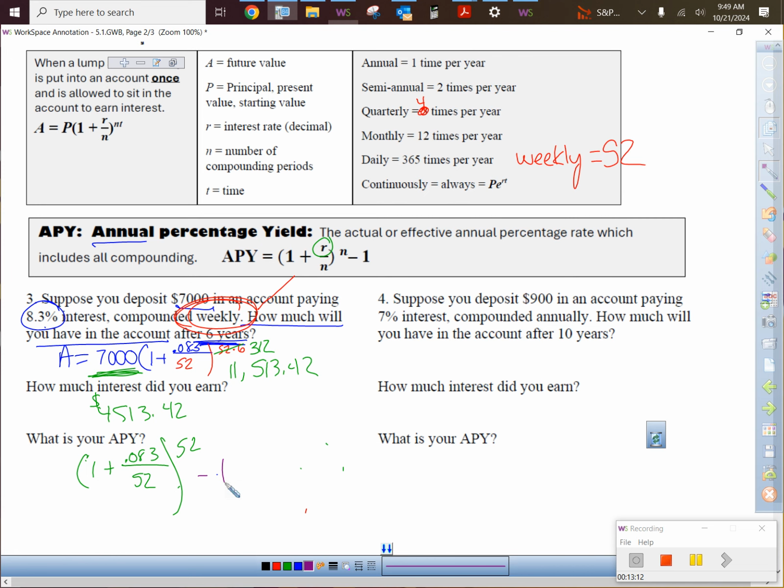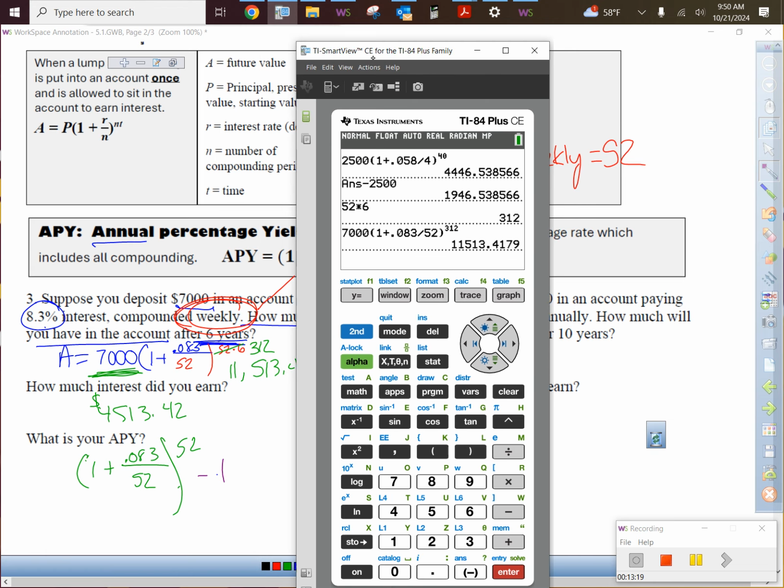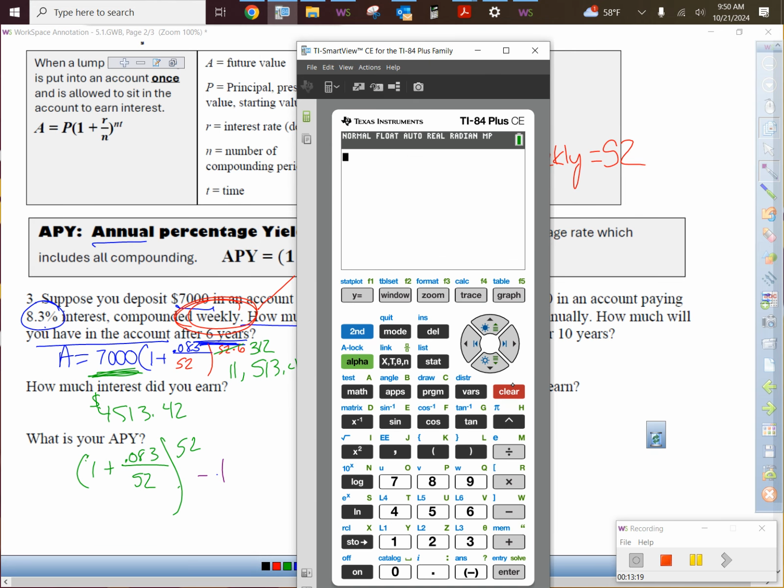So if we punch that whole thing in, it's going to give us a really weird number. That's okay. So parenthesis, 1 plus 0.03 divided by 52. Close that parenthesis up. Raise it to the 52nd, and then go off to the side to where it's not up in the exponent. If you wanted to hit equals right there, you could. You just have to subtract 1 after this, right? So minus 1.